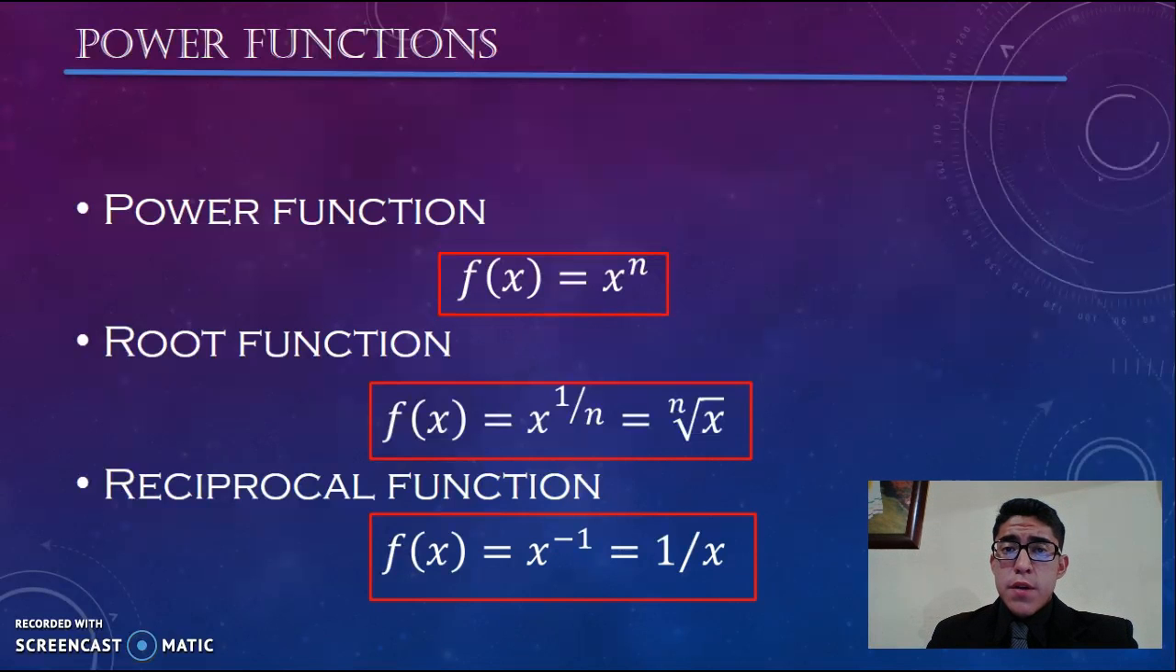A function of the form f(x) = x^n, where n is a constant, is called a power function. The function f(x) = x^(1/n) is a root function. And the third function is f(x) = x^(-1), which is equal to 1/x, a reciprocal function.